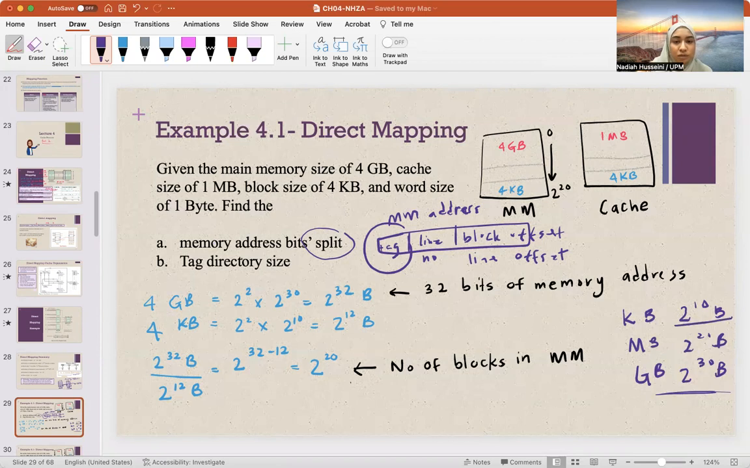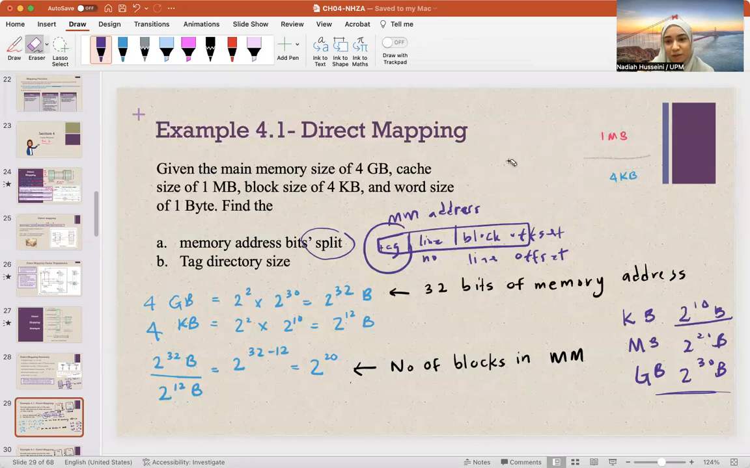And then I want to know how many blocks are there in the main memory. Okay, so before we go for that, let me try to refresh your mind. But I know a lot of you have not seen the video. So let me teach you this that you have not seen yet.